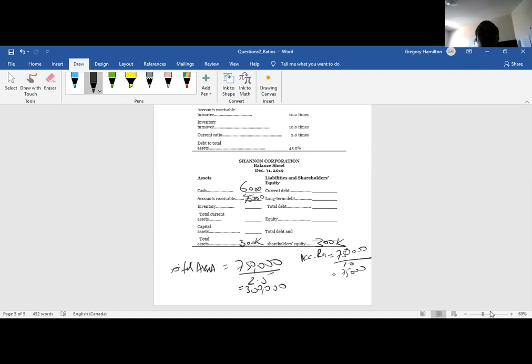Similarly, we know that inventory would equal... we have inventory turnover of 10 times, which is cost of goods sold over inventory. So therefore, inventory is equal to cost of goods sold divided by 10, and cost of goods sold is 500,000 over 10, and therefore we have 50.